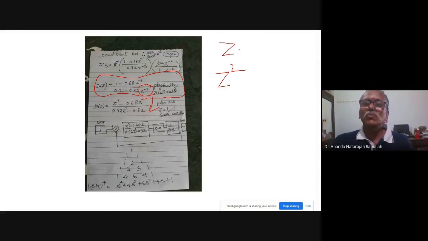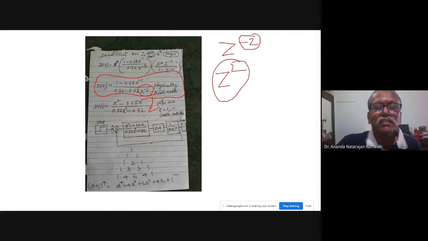Here z power minus 2 is the lowest. Change the sign, so it becomes z power 2. Multiply the numerator and denominator by that. So you will get this. Now it should be in this form. Then only you can enter it. It should be in positive powers of z. You should not enter negative powers of z, otherwise you will get a wrong result. That's why you should enter like this.